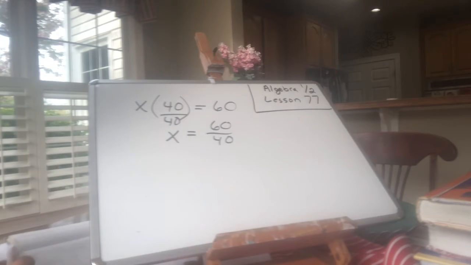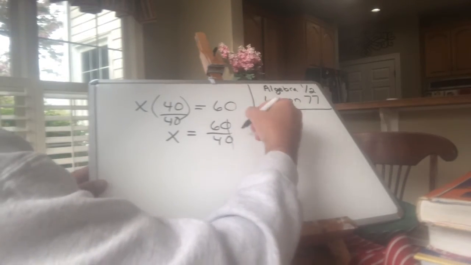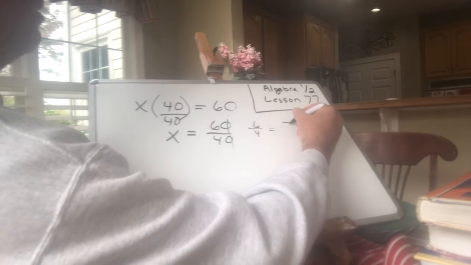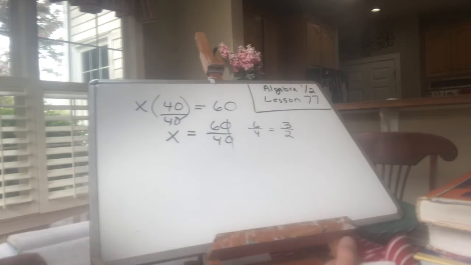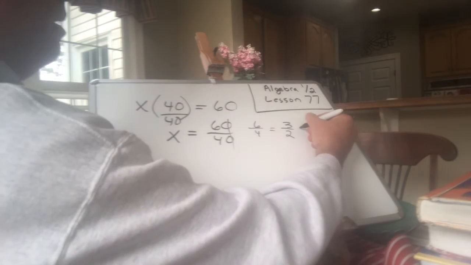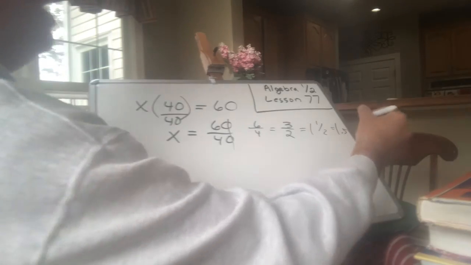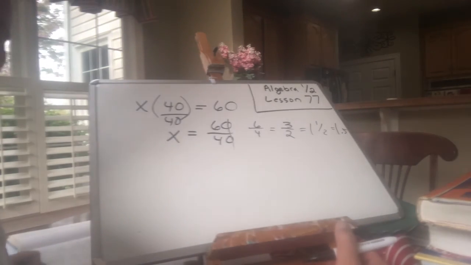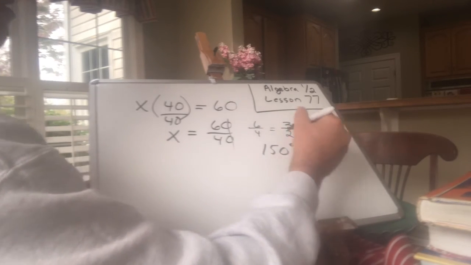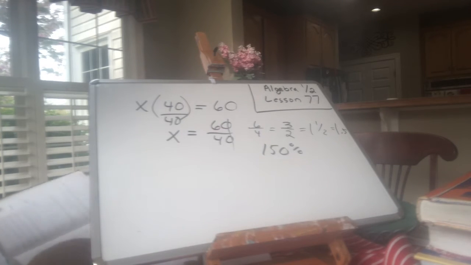If I was to do this out, I could even actually reduce it and probably figure it out in my head, right? I get rid of the zeros, I'm at 6/4, which if I reduce that down is going to equal 3/2, okay? 3/2 is like saying 1 1/2, which equals 1.5 as a decimal. 1.5 as a percent is 150%, right?